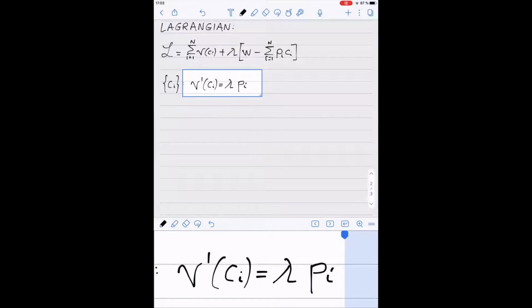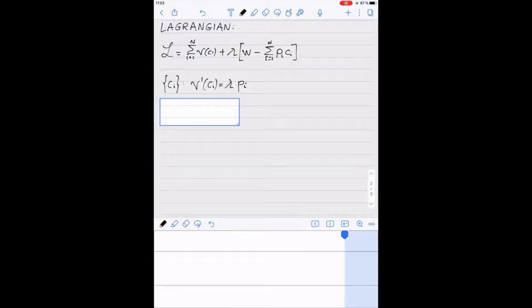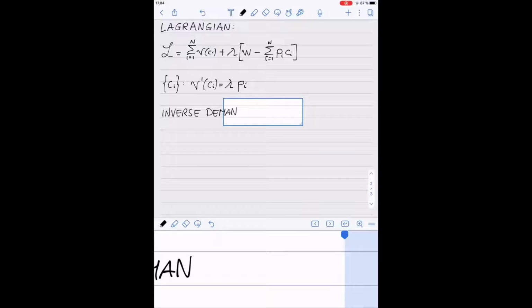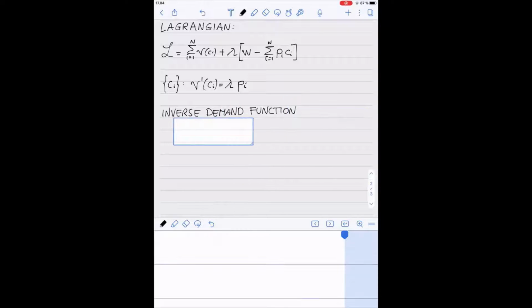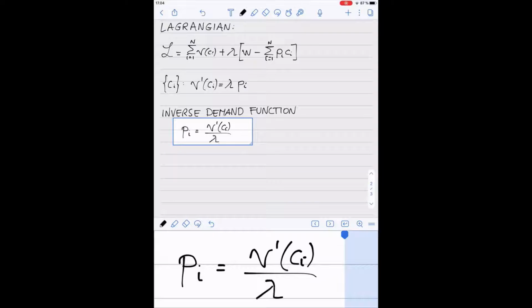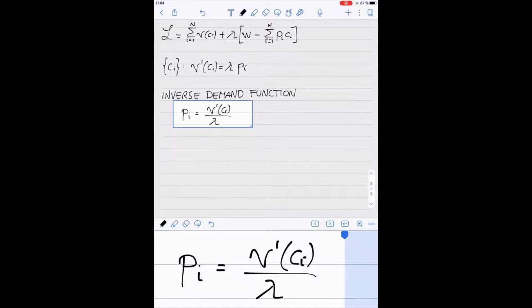So we can write this as an inverse demand function if you prefer. That is, the price p_i equals v prime of c_i divided by lambda, which is again the Lagrangian multiplier, and from your micro course you also know that it's the marginal utility of income. So how much you value an additional kroner of income. Now, what we want to do now is derive the demand elasticity.